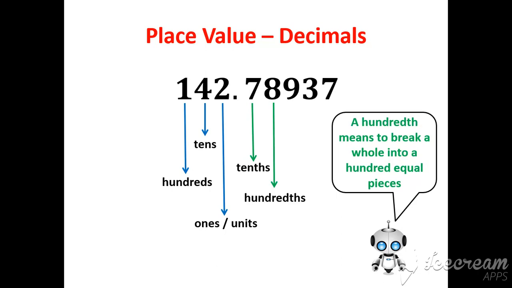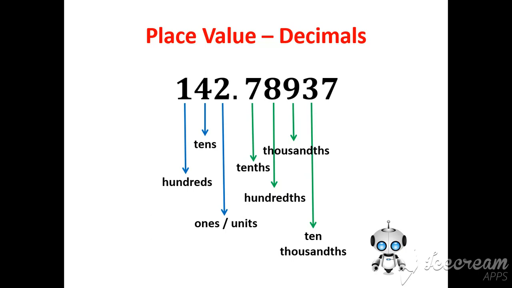These are what we call hundredths. A hundredth means to break a whole number up into 100 equal pieces. These are now thousandths. And a thousandth means to break a whole number up into 1,000 pieces. We go to ten thousandths and we go to hundred thousandths. The next number, which I haven't got written down, would be millionths.